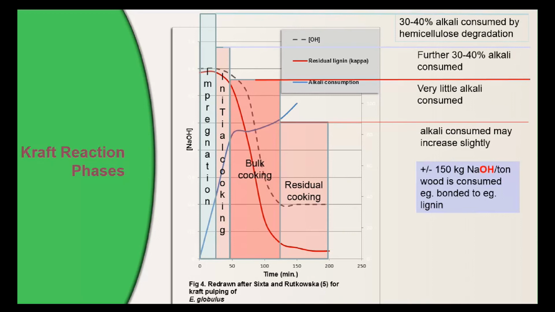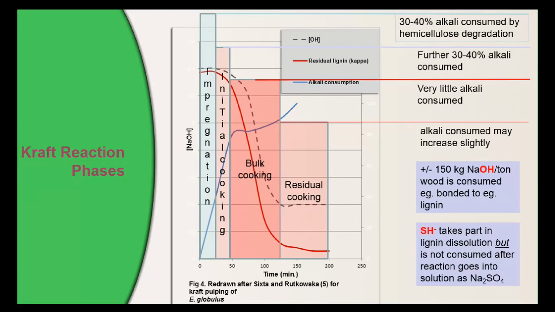Okay, so in total we find that we consume about 150 kilograms of NaOH per ton of wood, and that these OH- are then actually bonded to the dissolved lignin. However, for the sulfidity, interestingly, we find that although they have taken part in the reaction, they are not consumed. They do not stay with the lignin, but are released back into the solution, and eventually it will end up as sodium sulfate. Okay, so what are the implications for the mole balance of this?